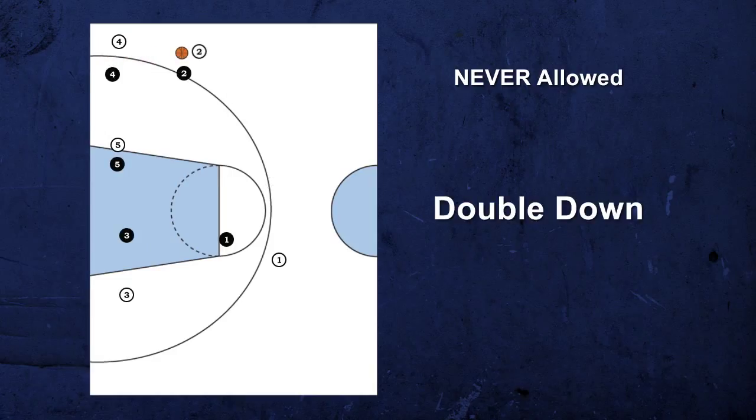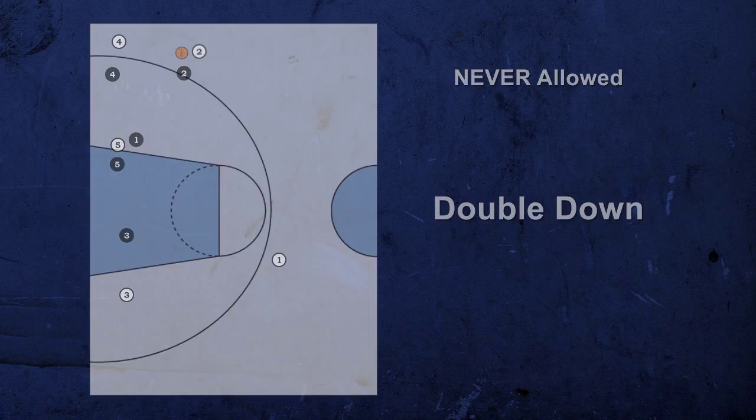The double down. In this example of a double team, defensive player 1 leaves his matchup to form an illegal double team of offensive player 5 who is posted up in the key. Even though offensive player 5 doesn't have the ball, the defense is not allowed to double team him.